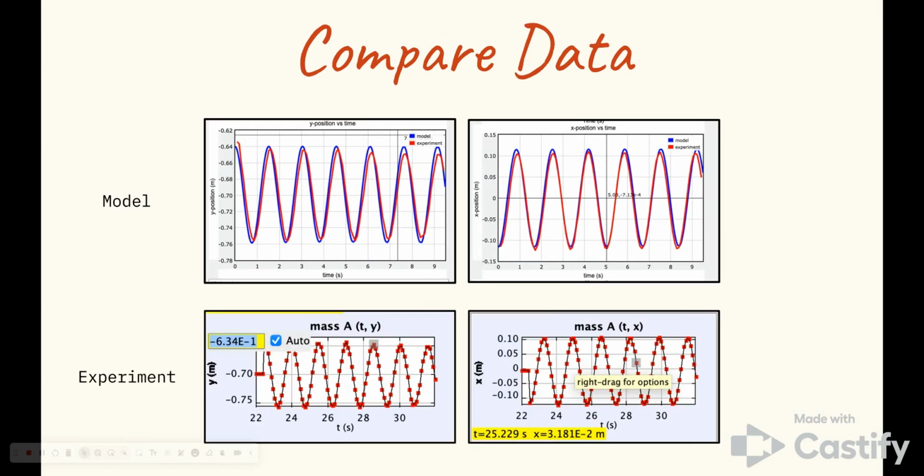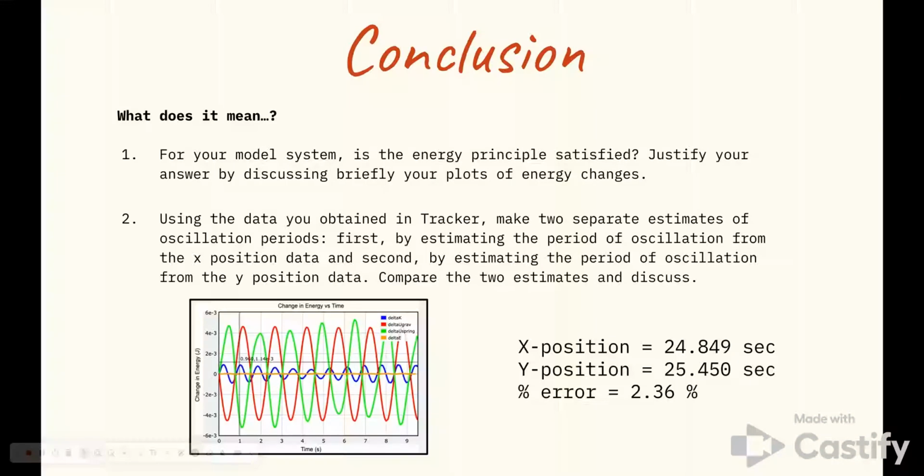Comparing the data, you can see that they're roughly the same. For our y position, we're going from about negative 0.76 to negative 0.65 for both the experiment and the model. For the x position, we go from about negative 0.12 to positive 0.12, and that's the same for both the model and the experiment. Looking at this larger, without looking at too many decimal points, you can see that the data matches pretty closely.